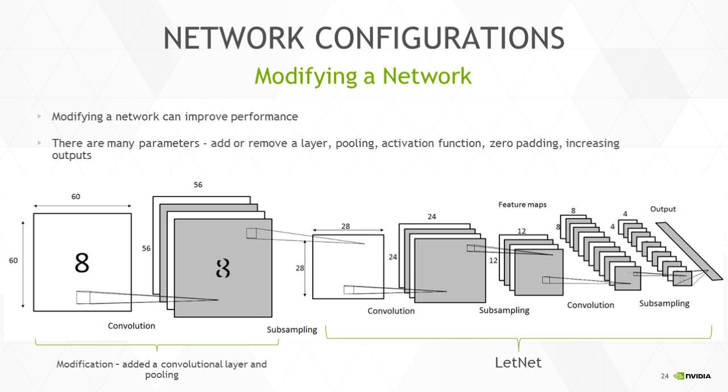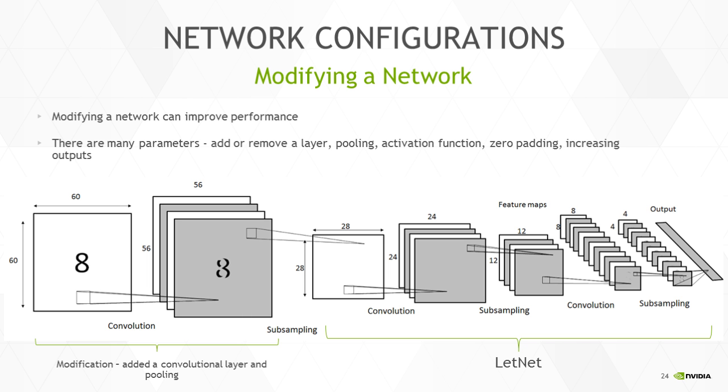And there are a lot of knobs to turn in a deep neural network, right? You can add a layer, you can add pooling, you can change your activation functions, you can zero pad. So if your input data was 60 by 60, you're going to apply a convolutional layer, but you don't want to reduce the size of your feature maps through that convolutional layer, you could zero pad. And I'll talk a little bit more about that in the next slide.